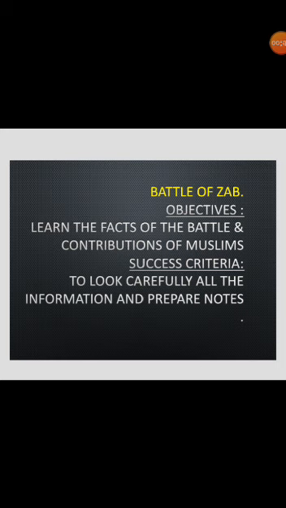Dear students, before moving to the topic, let me discuss what the facts behind the battle were and what the background of the battle was. The Battle of Zab took place on the bank of the great river Zab on 25th January 750. The battle was fought between the Abbasids and the ruling Umayyad Khilafat. The battle is considered the climax of the Abbasid revolt.